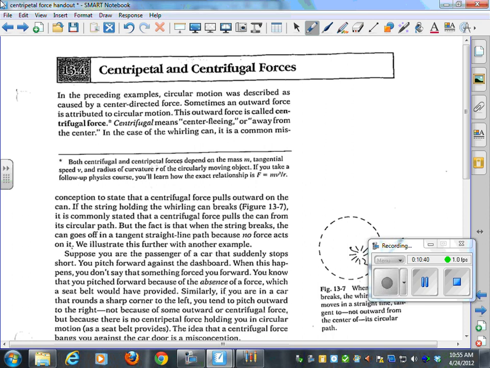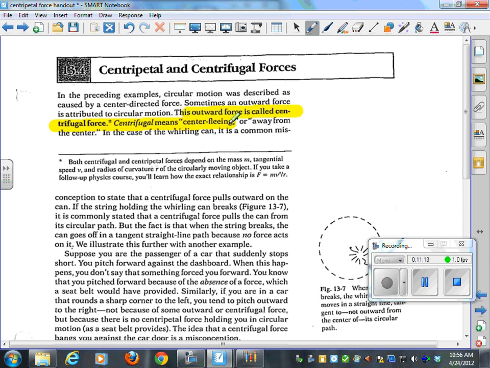Alrighty. So what is this centrifugal force that everyone always talks about? In the preceding example, circular motion was described as caused by a center-directed force. Sometimes an outward force is attributed to circular motion. This outward force is called centrifugal force. Outward, centrifugal. Whoa, what's going on? Centrifugal means center fleeing, or away from the center.